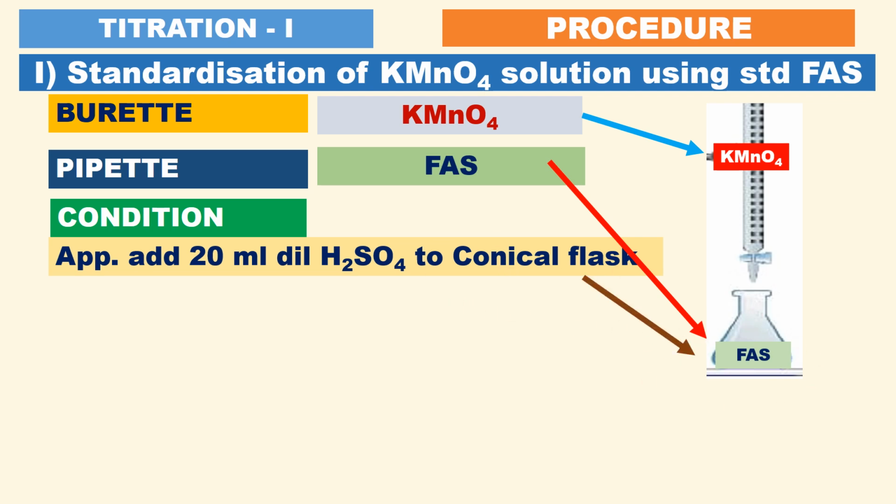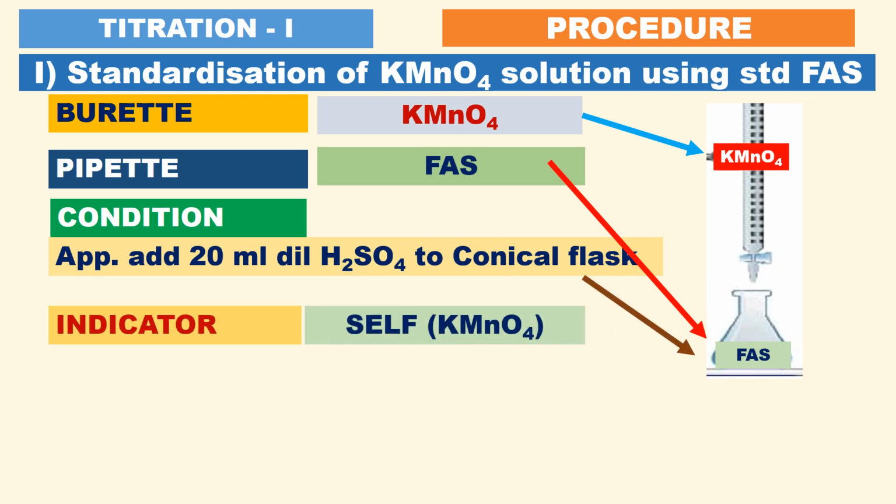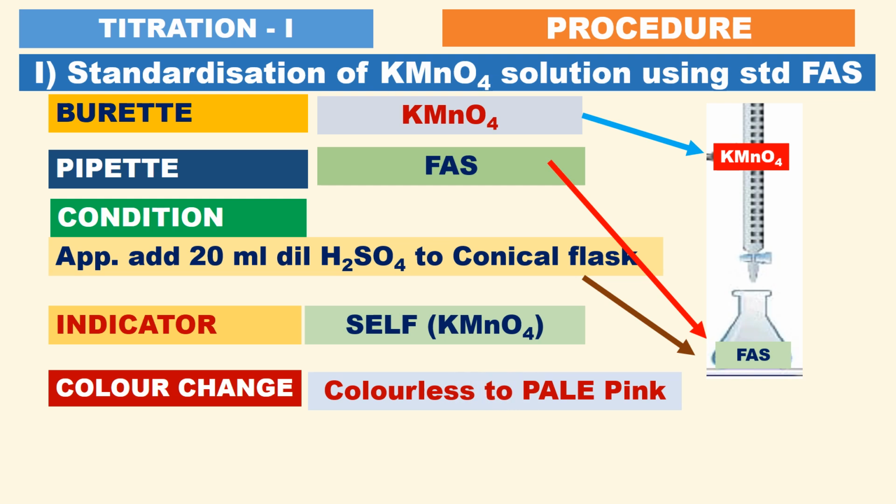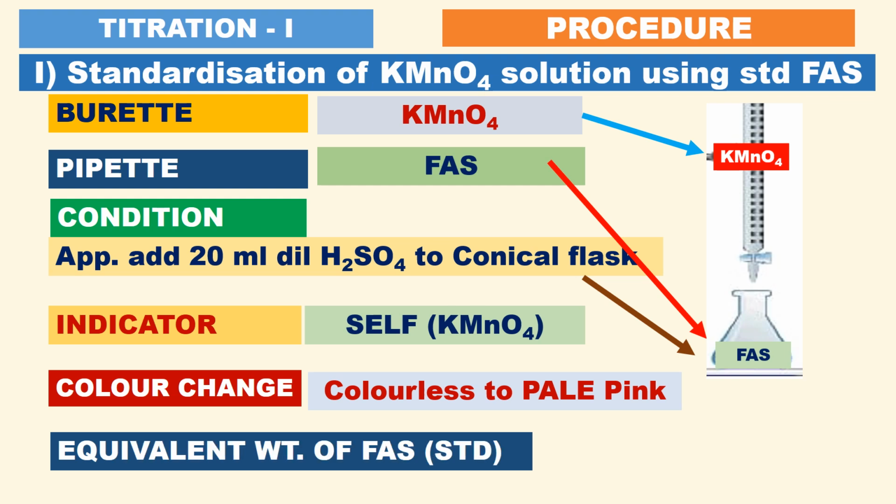And then indicator. What is the indicator used? KMnO4 itself acts as indicator, a self indicator. You write KMnO4 in brackets. What is the color change at the end point? Colorless to pale pink color. The end point is the just appearance of pale pink color. Don't add too much. The equivalent mass of standard, we need to write, you will be given marks for this: 392 gram per mole.